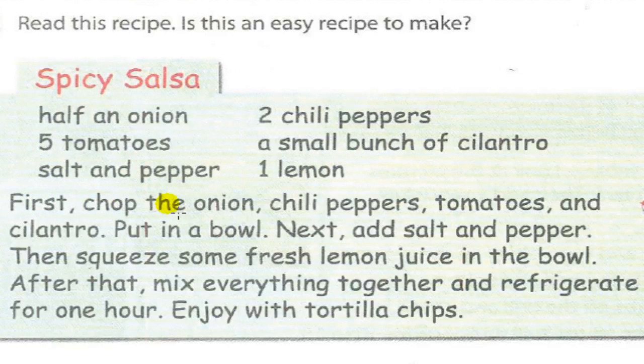First, chop the onion. Cut. Chop the onion, chili pepper, tomatoes, and cilantro. Put in a bowl. So put all of them in a bowl. Next, add salt and pepper. Then squeeze some fresh lemon juice in the bowl. Squeeze to make the lemon into juice.